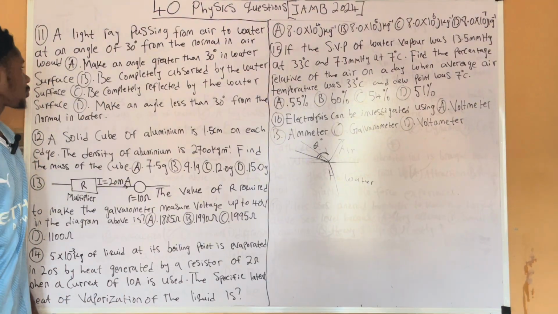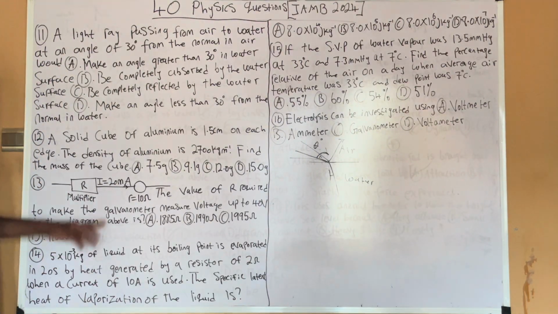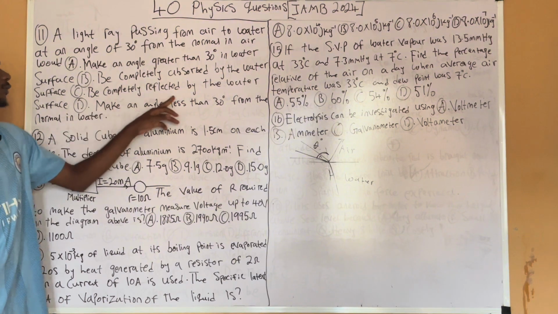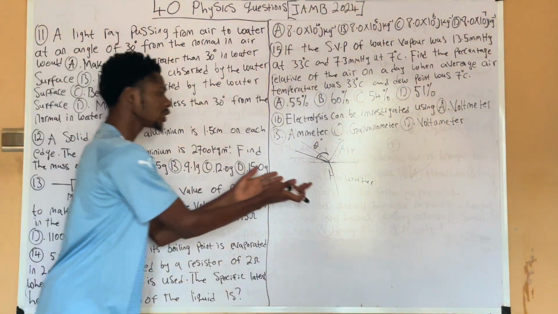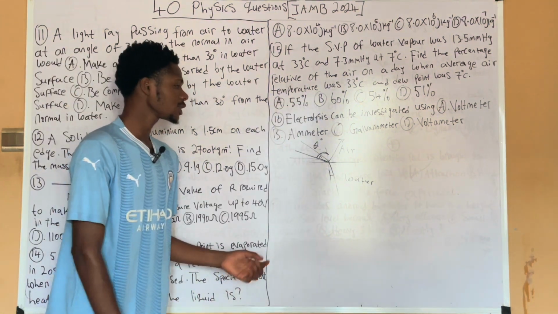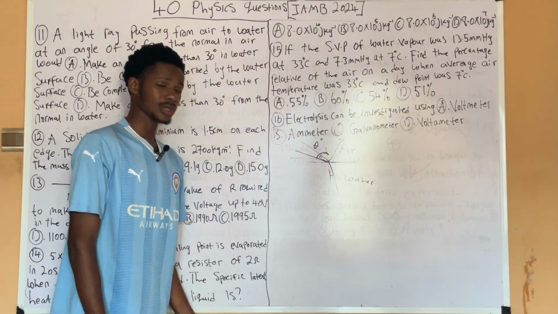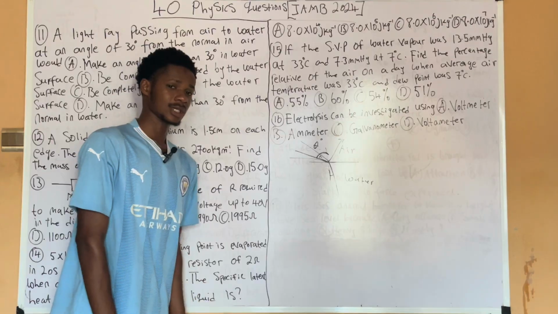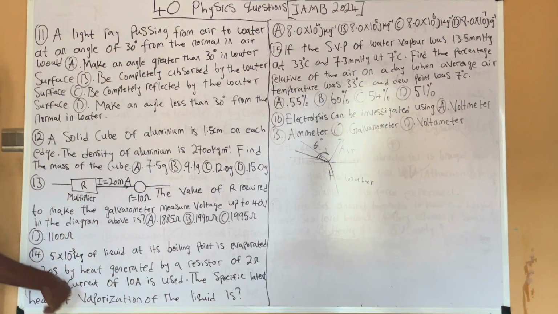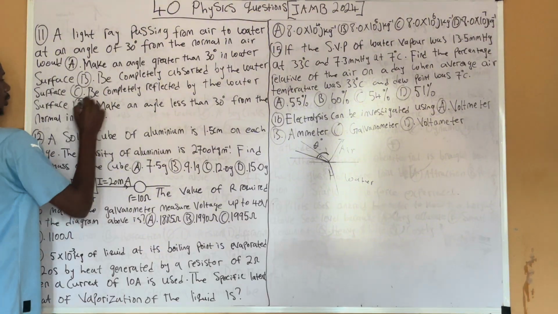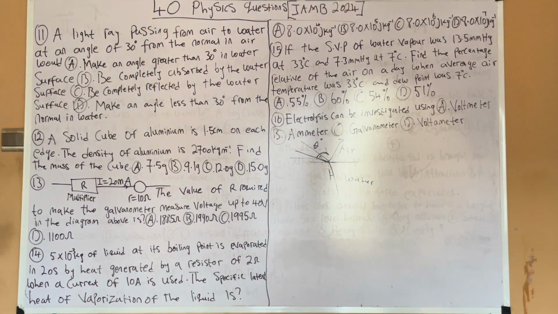Sometimes, when you look at the options, in this case option C says "be completely reflected by the water." If it is completely reflected by the water, it simply means that the refracted ray now comes outside, which is total internal reflection. So that is another way you can answer a question like that. That means the answer to question 11 is option D.